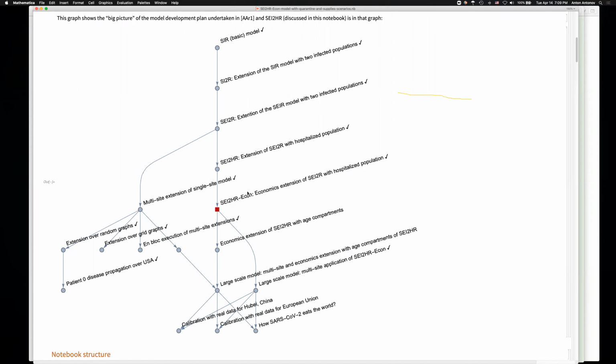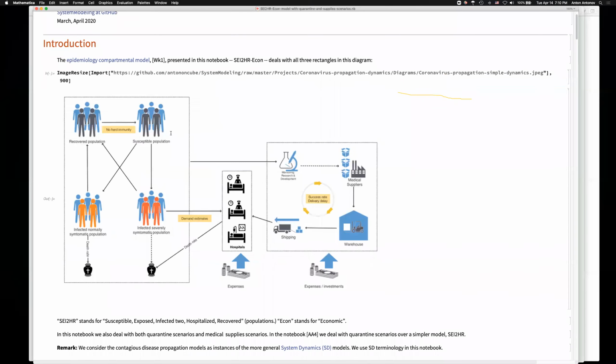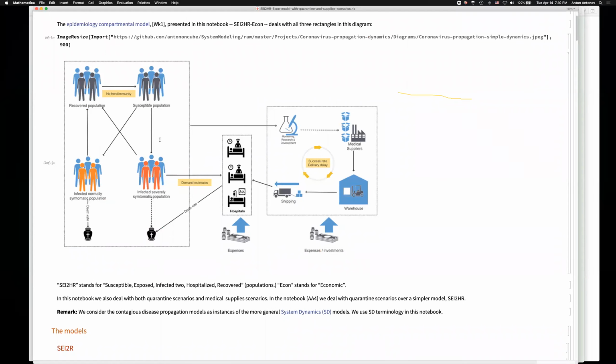Here in this notebook, this is about the economical model. I was just showing you the behavior in these dashboards in R with Hubei and so forth. It was this extension of the standard models with the hospitalization. Now the model I was showing earlier, in the last 10-15 minutes, was dealing only with two of these rectangles, the infected populations and the hospitalization.